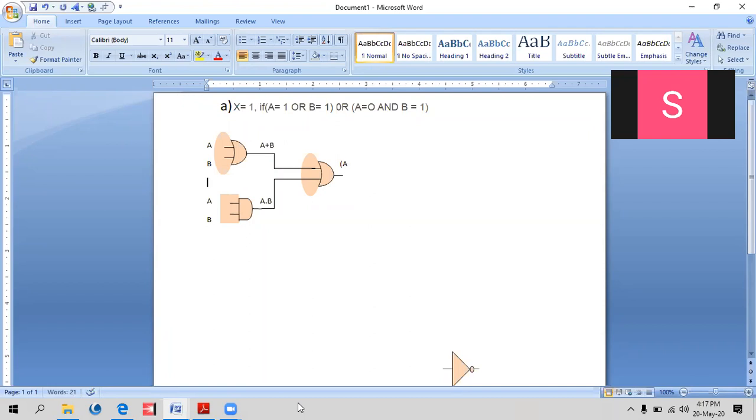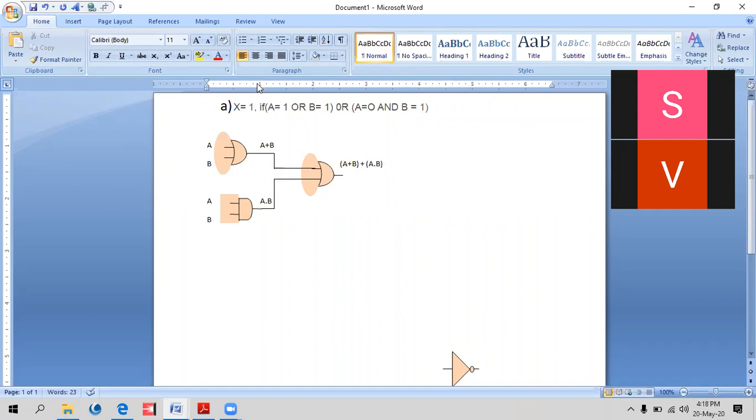A dot A plus B. Really difficult. What happened here? A plus B bracket, then it's another plus, and then within brackets A dot B.